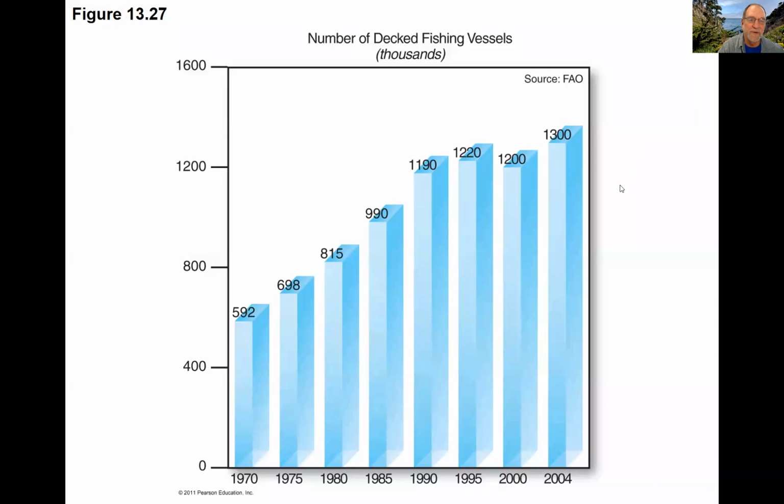Well, that should remind us of something, shouldn't it? That should remind us of the logistic growth curve approaching carrying capacity. So somewhere in the world here is the carrying capacity of the marine environment for decked fishing vessels. It's not a perfect analogy, but it's close enough, and it's interesting how the data conform to that. So the number of fishing vessels has started to level off, and that trend continues or even declines into the present day as a consequence of overfishing and declining fish stocks.